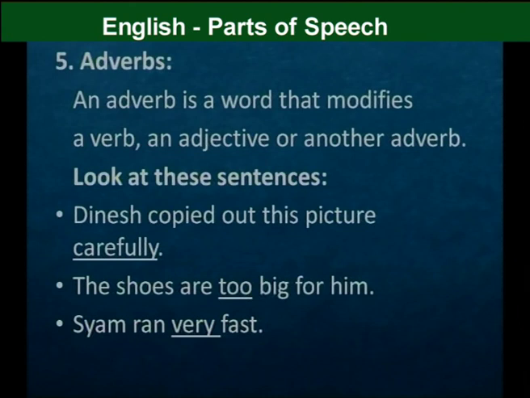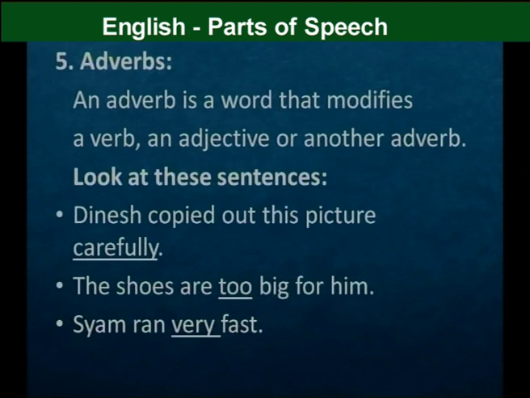Dinesh copied out this picture carefully. Who has copied out the picture? Dinesh. How did he copy out? Carefully. So, how the copying is done? Very carefully. So, here in this sentence, the word carefully modifies and adds some more meaning to the verb copied. How did he copy? He copied out very carefully.